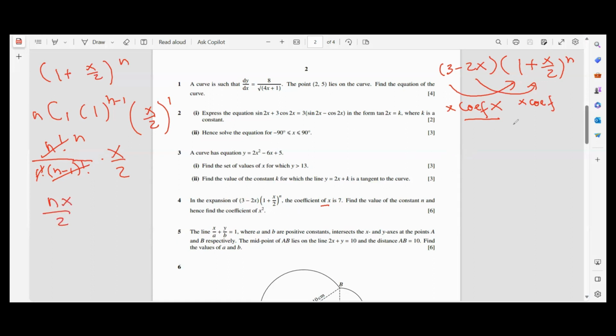And for the other case, we have to find the term with no x, so x to the power of 0. So we have nCr, I just leave it first, 1 above, then we have x over 2. We do not want to have the x, so it must be the power of 0. So this is n minus 0, or we can write this is also n.